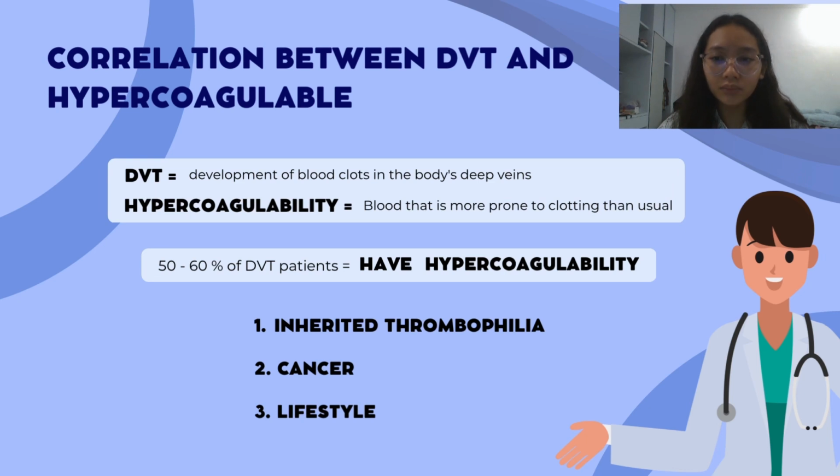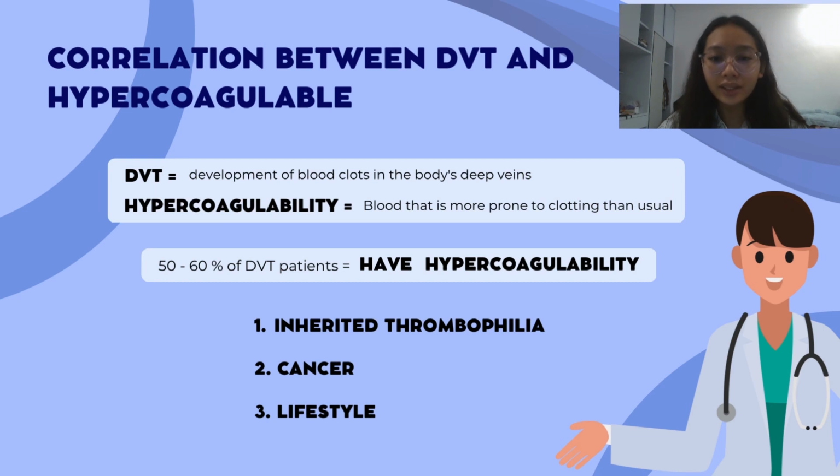A research found that between 15 and 16% of DVT patients have some degree of hypercoagulability. Inherited thrombophilia is one of the most frequent causes of hypercoagulability. This is a collection of hereditary conditions that raise the risk of blood clots. The second one, it is well recognized that cancer increases the risk of blood clots because tumor cells emit procoagulant substances. And the last one is smoking, obesity, and inactivity are all lifestyle choices that can raise the risk of DVT and lead to hypercoagulability.